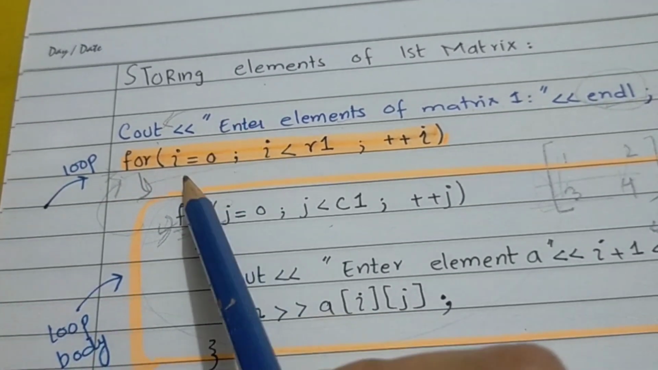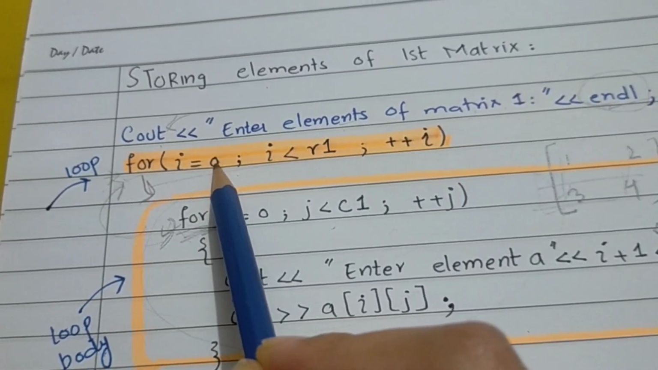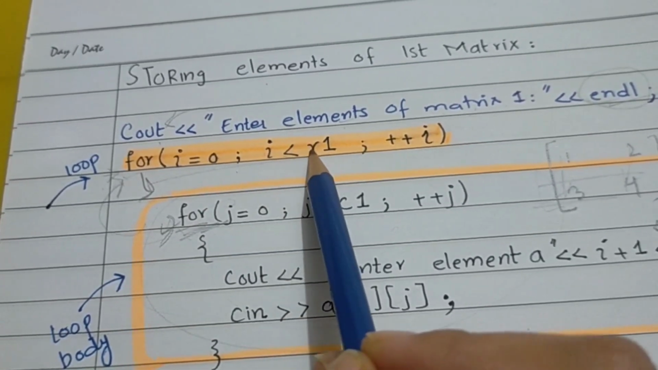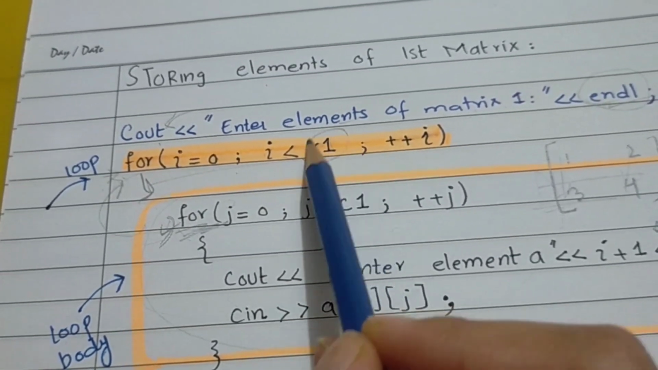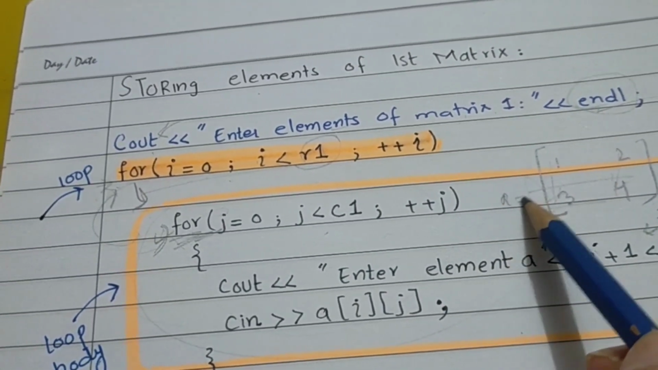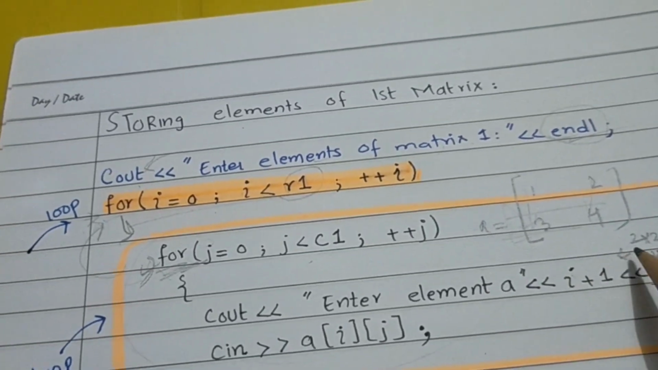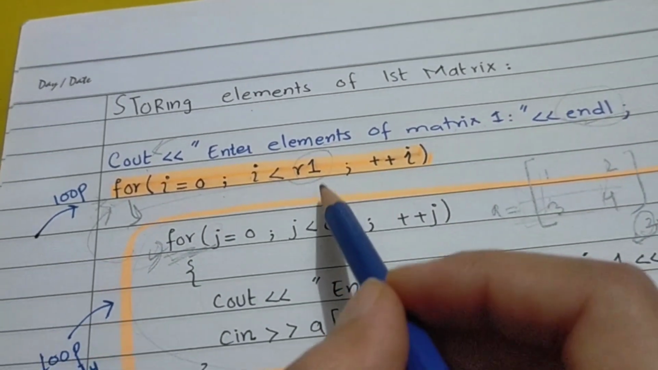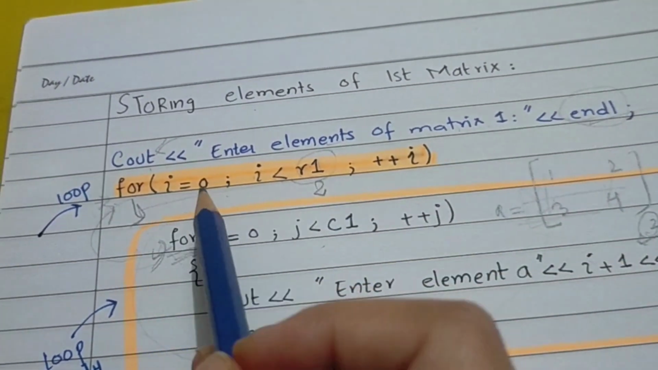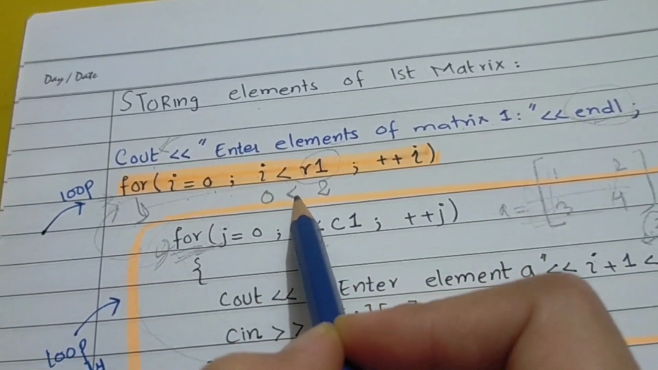So what we write is I equals 0, and I is less than r1. R1 is what? Rows of the first matrix. For example, this is the first matrix, A, and we have 2 rows. So I is equal to 0, which means 0 is less than 2.